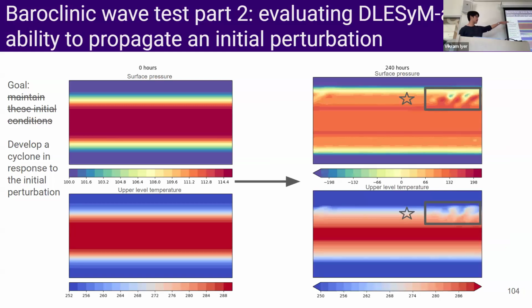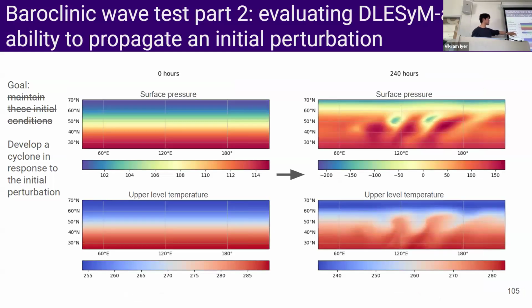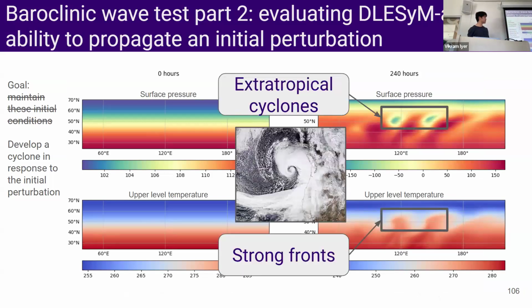Zooming in into the box there, we have our initial conditions and our result 10 days later. And what you'll see is that we have, in the surface pressure field, 2 low pressure systems that are associated with extratropical cyclones. And we have strong fronts that are associated with the extratropical cyclone whipping up warmer temperatures from towards the equator towards the poles, which you can see in the temperature field there.